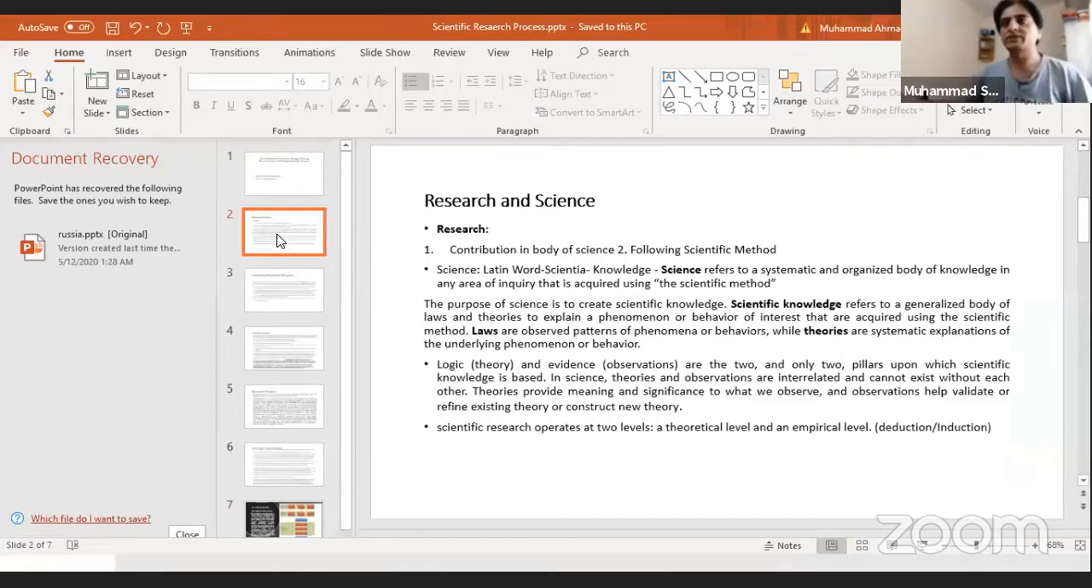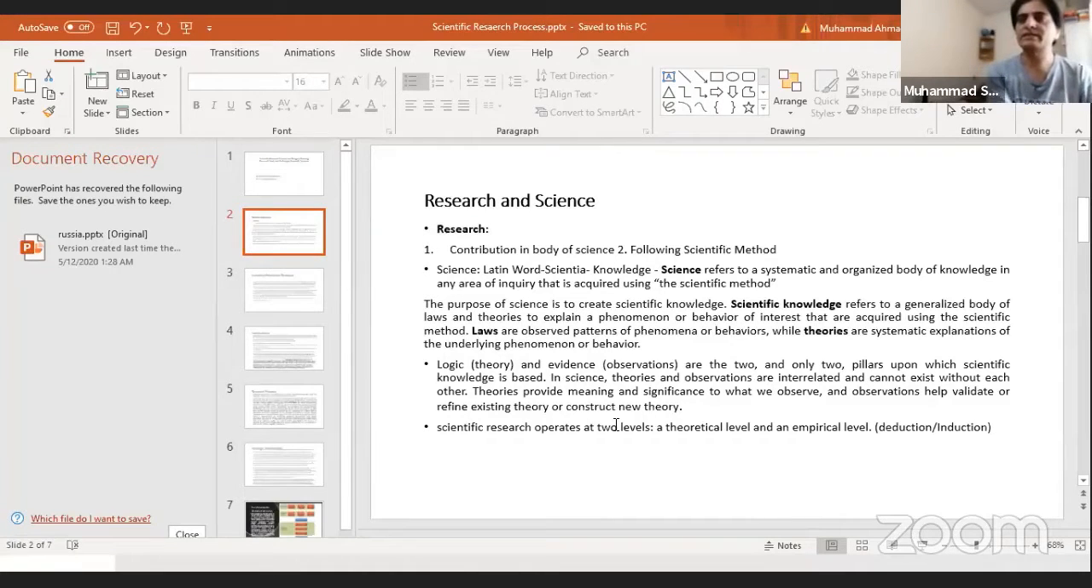For example, research and science. So these two are the most fundamental foundations for understanding research process. For example, where does the research process start? Your research process starts from the research, and your research is basically coming up from the science. So these two concepts are here. One is research. For example, what is the meaning of research and how we conduct research?